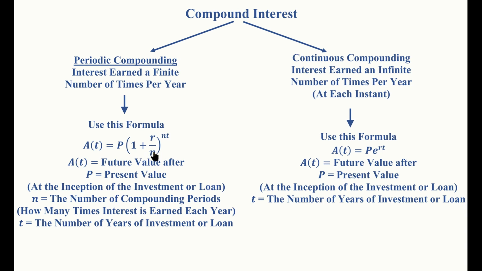n is the number of compounding periods. For example, if it's being compounded quarterly, that means 4 times, so n would be 4 here. If it were monthly, n would be 12. Daily, it depends. Most banks usually consider a year to be 360 days, so they would use 360 for that. And here, of course, n and t are multiplied together.